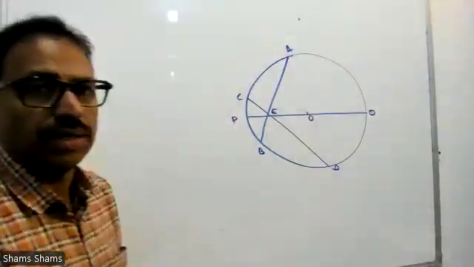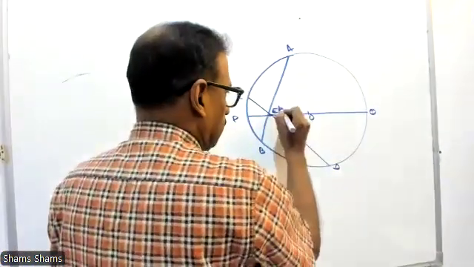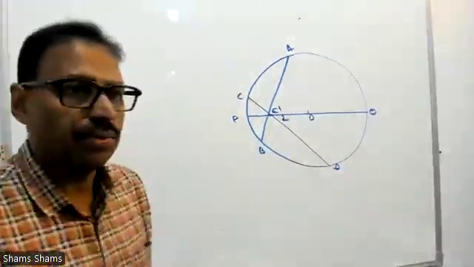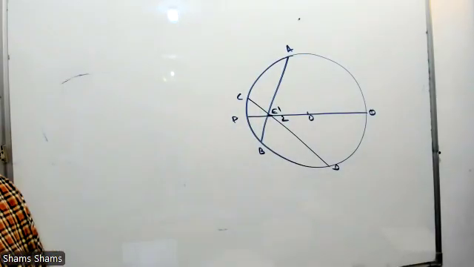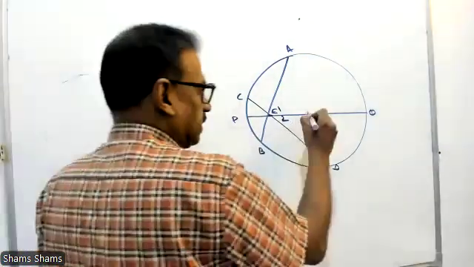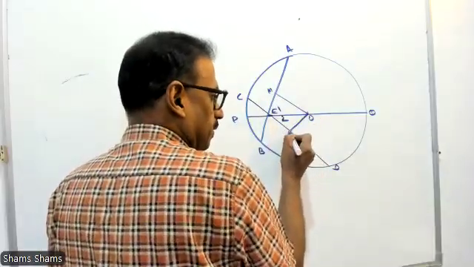So here, given is what? Given is angle 1 equal to angle 2, right? Angle 1 equal to angle 2. So what? AB equal to CD. Clear now? What did I do now? Construction: OM perpendicular and ON perpendicular.